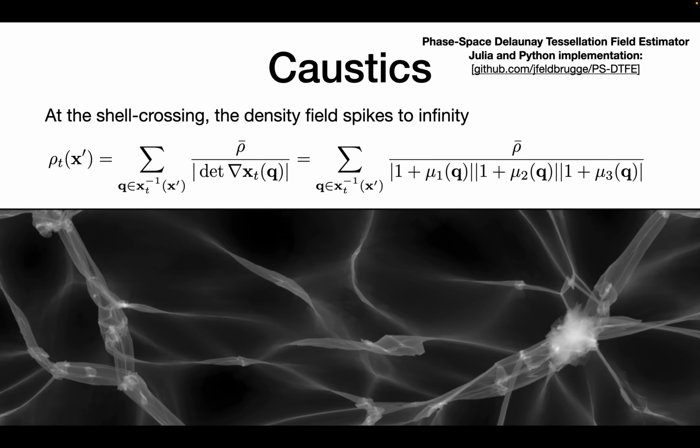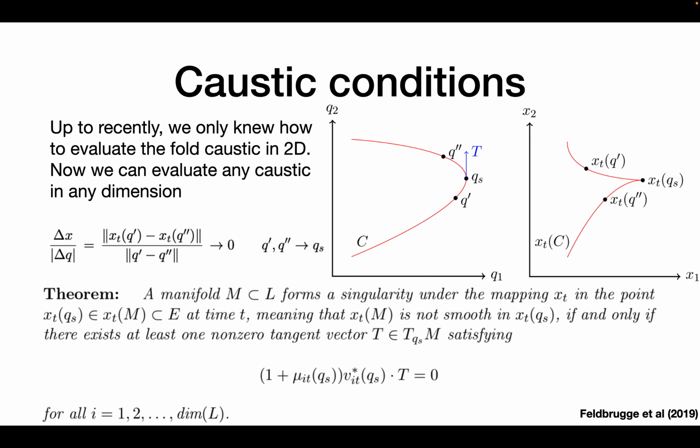You see that in the single-stream regions the density is rather low. In the multi-stream regions the density spikes, and the boundaries of these multi-stream regions are where the density spikes to infinity, which are these caustics, which we will study in more detail. So for a long time, people could only study this in 2D, but recently we have unlocked the key to understand the formation of these caustics and multistream regions in higher dimensions. So how does this work?